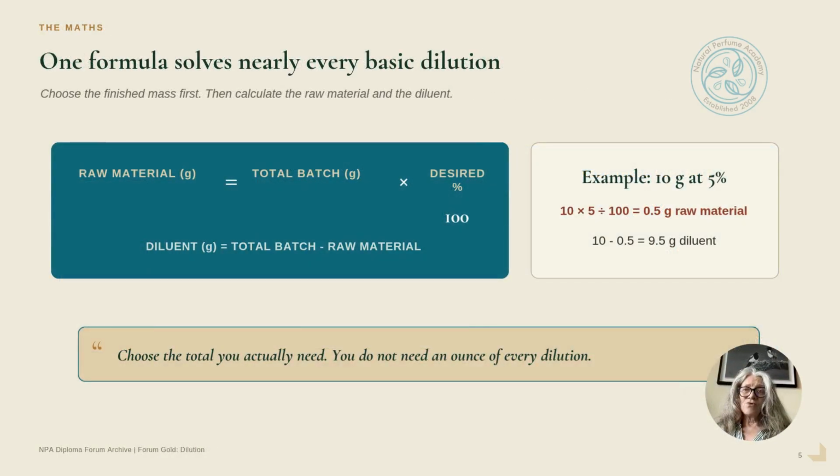The easiest route into the maths is to choose the finished amount first. Ask how much solution you actually need and what percentage of that total should be aromatic material. The calculation becomes much less mysterious.